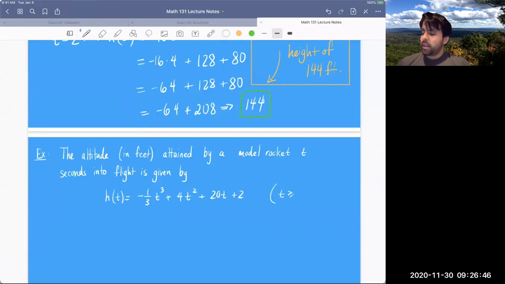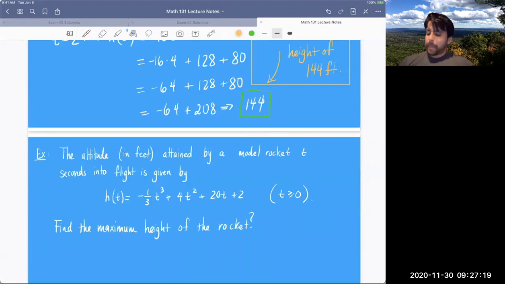And see here, they say t is greater than or equal to 0 because it makes sense. Your time starts at 0 and goes on for an indefinite amount of time. Of course, this is a model of your flight. And then again, the question is: find the maximum height of the rocket. So I want to find the maximum height. Okay. And now what?